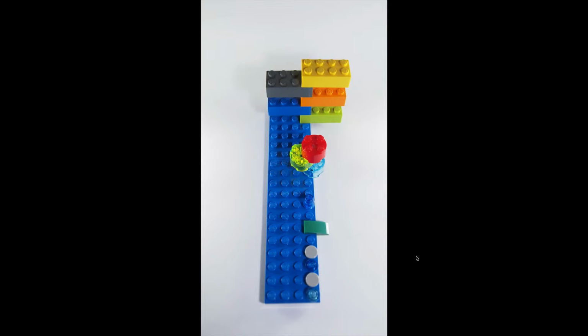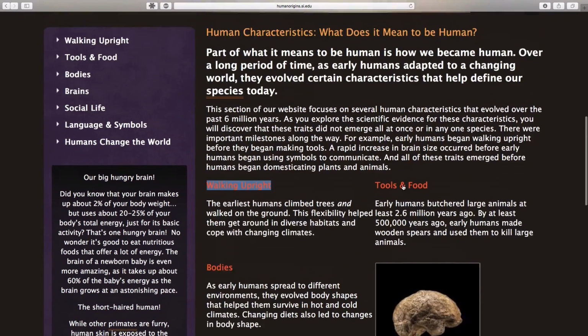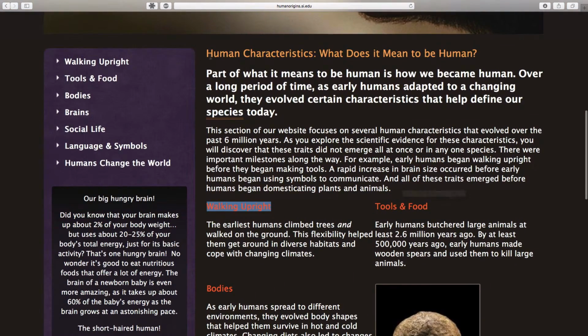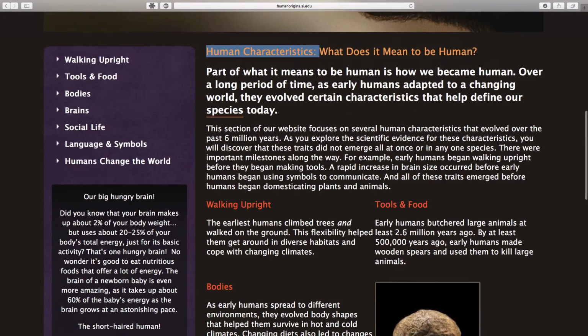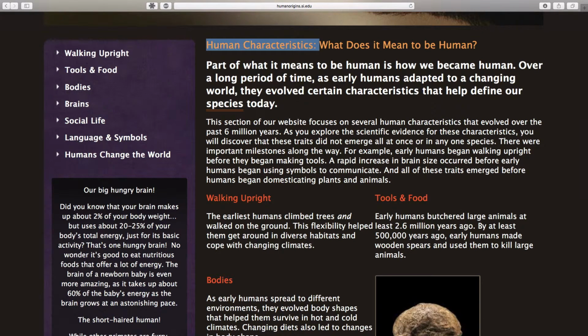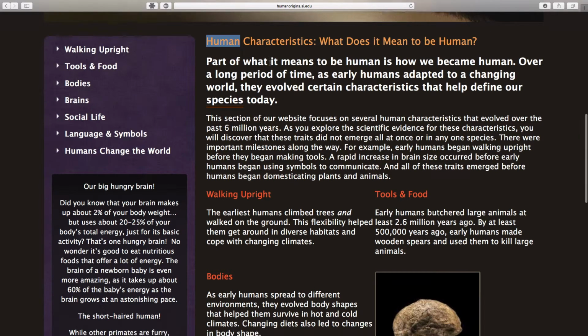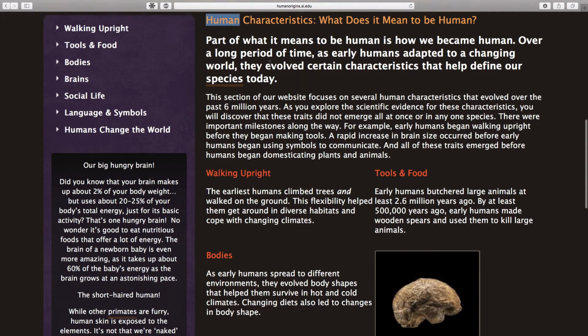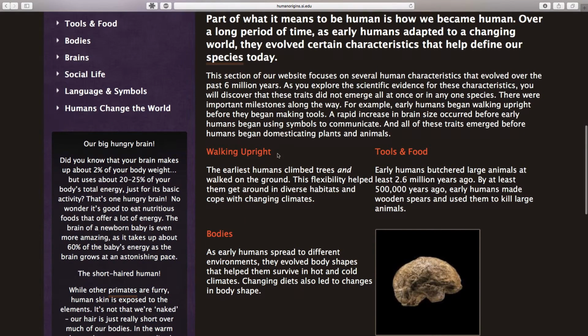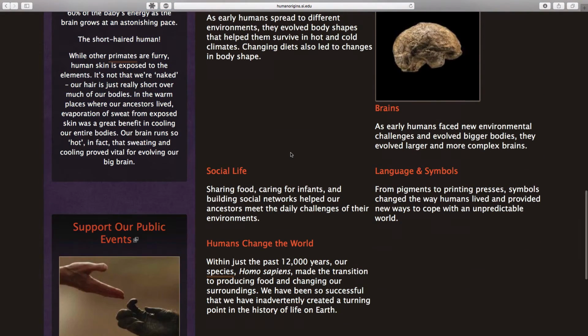Now, if we're going to use a real-life example of a data model in action, let's look at our own species, the humans. And in particular, let's look at human characteristics. So our data model would be called human. And inside human, we would have various properties such as walking upright. We would have tools and food, bodies, social life, language and symbols, and brains.